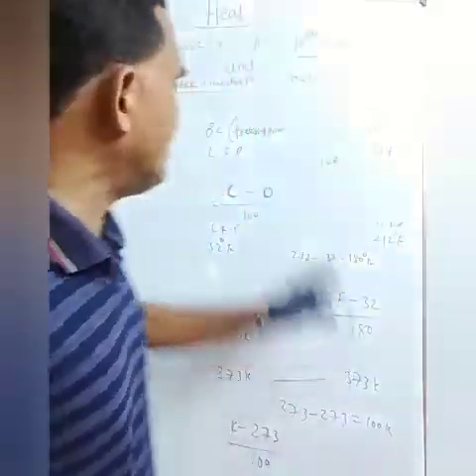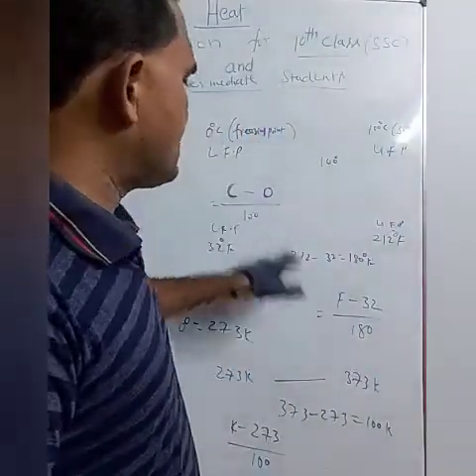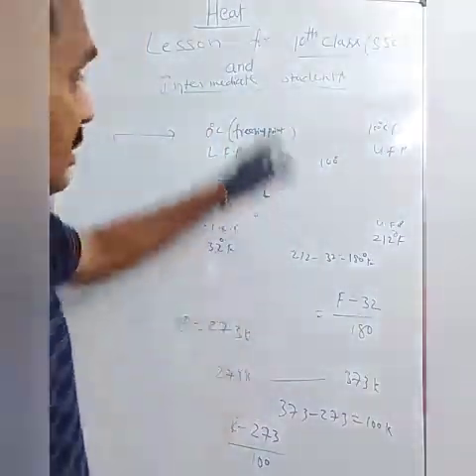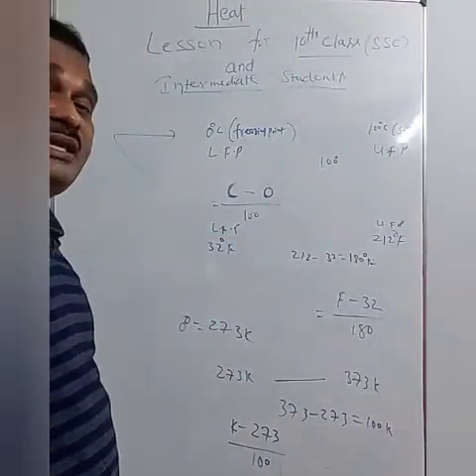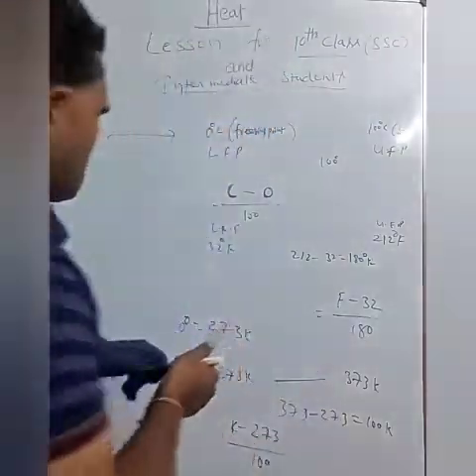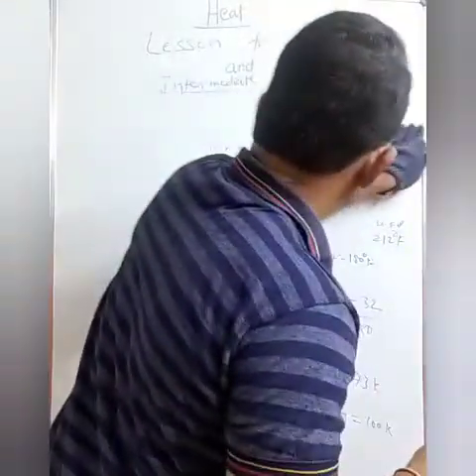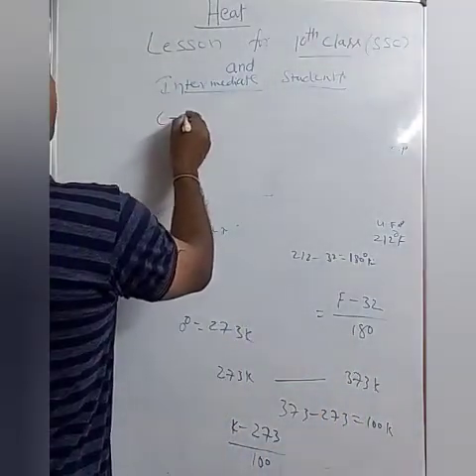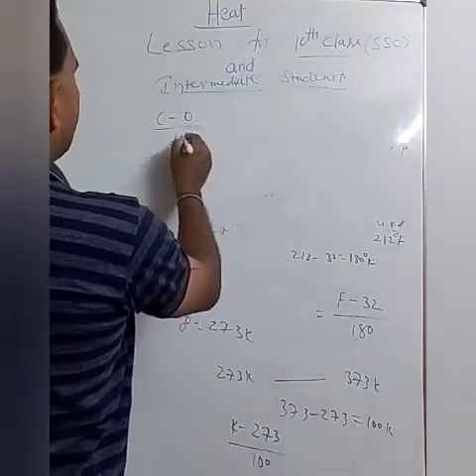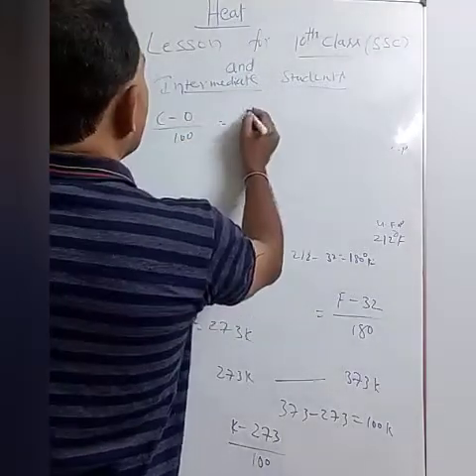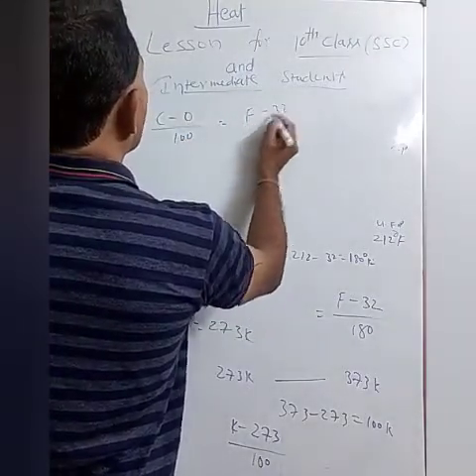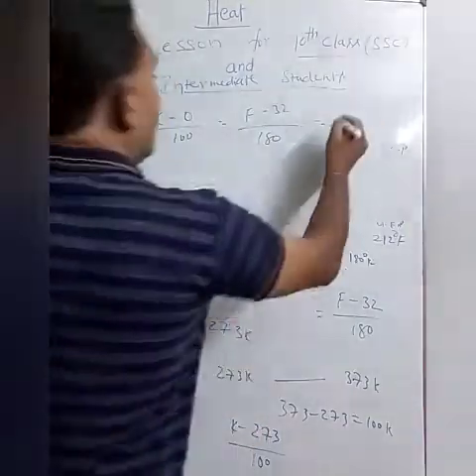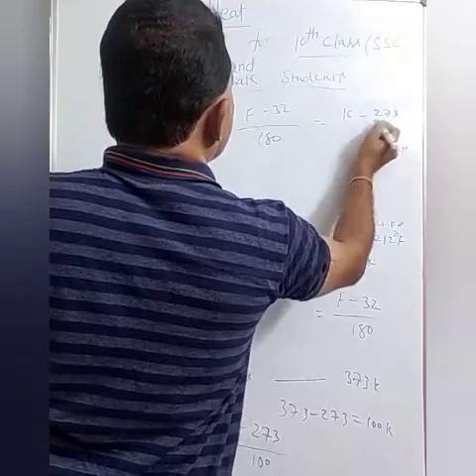So these are the 3 different scales: the first is the Celsius scale, the second is the Fahrenheit scale, and the third is the Kelvin scale. Then what is the relationship between these 3 scales? The relationship is C minus 0 by 100 is equal to F minus 32 by 180 is equal to K minus 273 by 100.